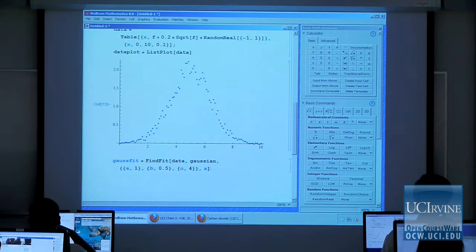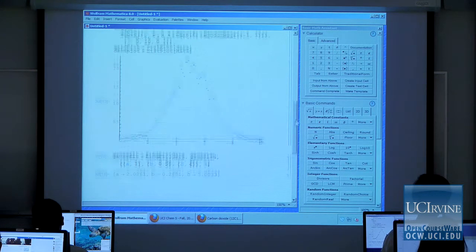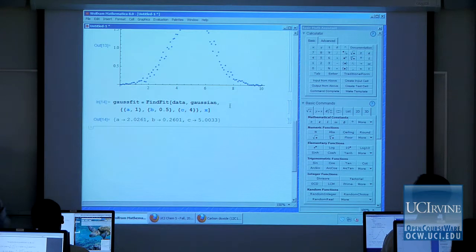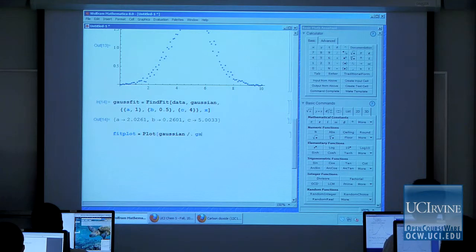And now we can enter, and notice this is a little different from fit. Fit would give us back a function or an equation. Here we get back parameters. Okay, we've defined the equation ourselves. Okay, so if I want to plot that now, I can say fit plot equals plot Gaussian, and then I can use a replacement rule to use the parameters that I just calculated. So slash dot Gauss fit. What that's going to do, it's going to plug those numbers into my Gaussian and plot it.